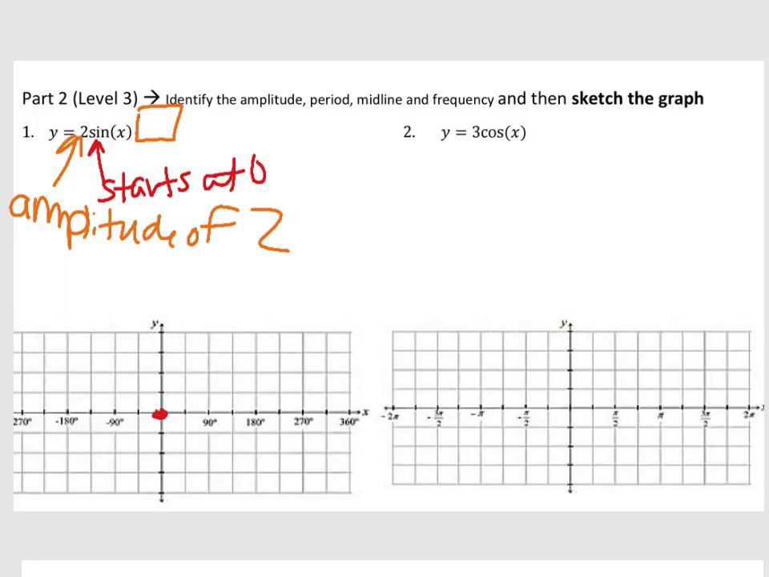Also, the x value, our frequency is 1. So we are going to get all the way to 360 degrees just going through one cycle. Generally speaking, we know sine goes up and comes down and goes back up. But let's be more specific. I know it goes up and comes down, so it's going to come back down through 180. So we know that it's going to go up to 1.